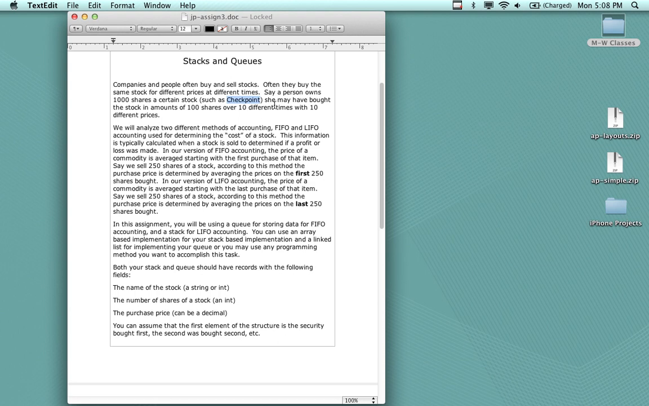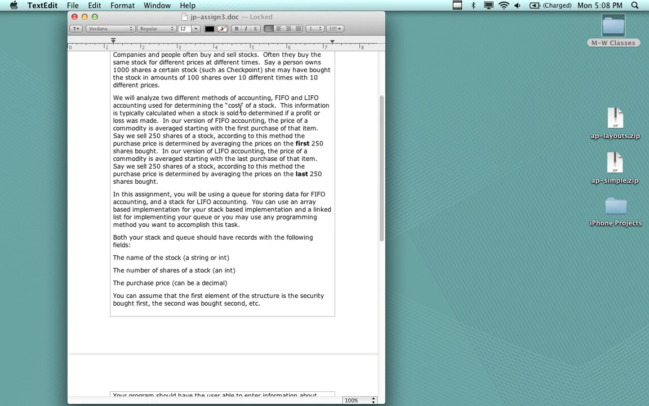So normally a person would take all those prices, add them up, divide by something, figure out what the average was perhaps. Or you can kind of use a first in, first out approach. How do you know if you sell a stock, what price you bought it at? Depends on what day you bought it, I guess. So you might have bought a stock in amounts of 1,100 shares over 10 different times with 10 different prices in this particular example.